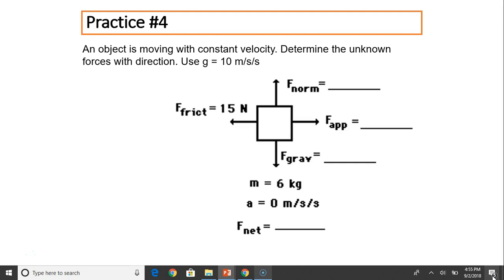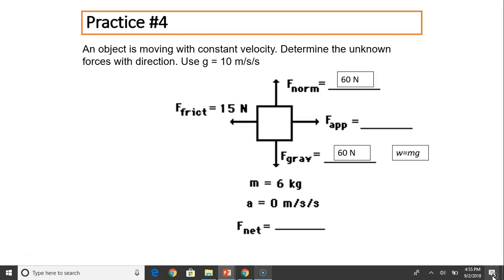Practice number 4. An object is moving with constant velocity, again to the right. Determine the unknown force with direction. Use g equals 10 meters per second squared. So m is given to you. From there, I can figure out gravity. Use W equals mg.